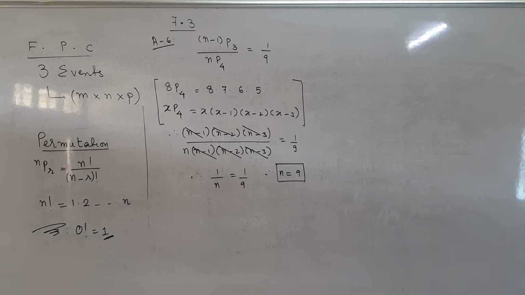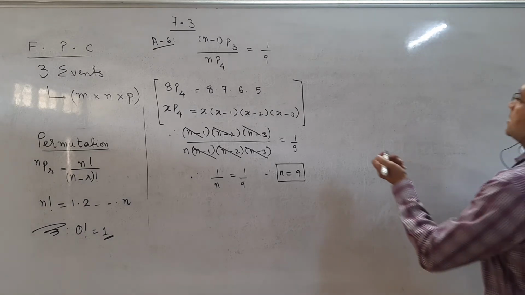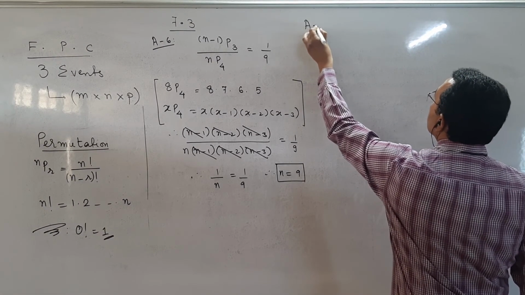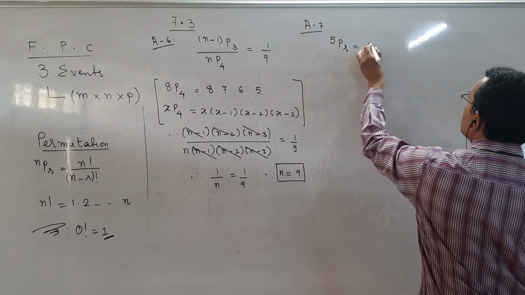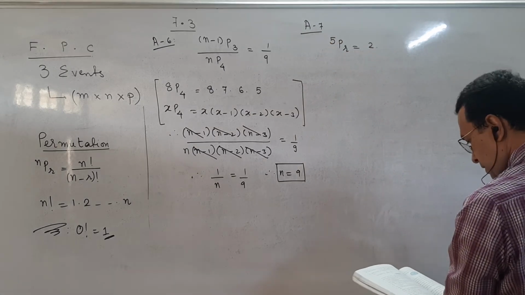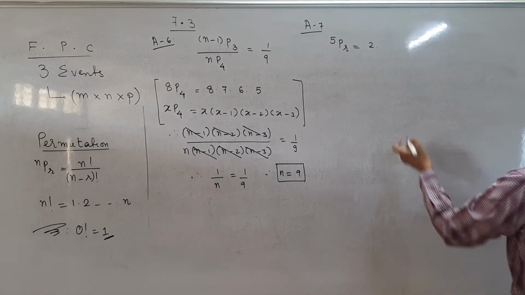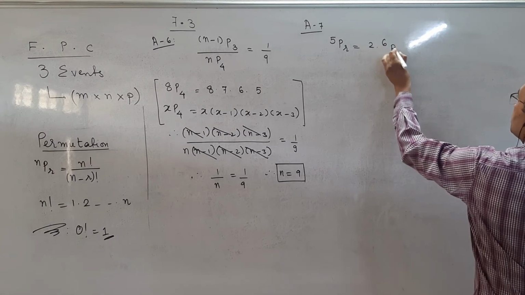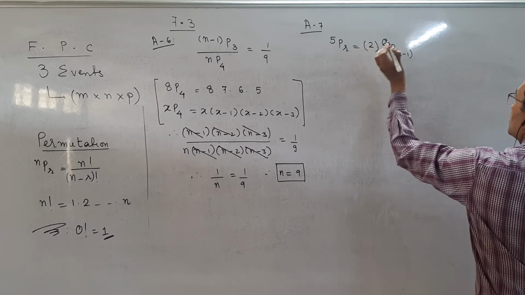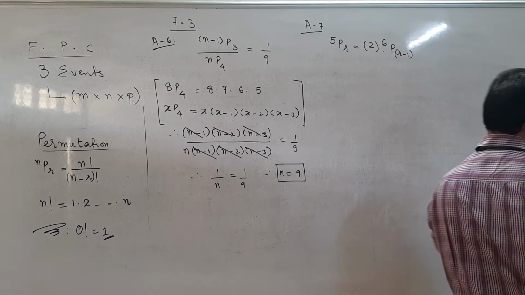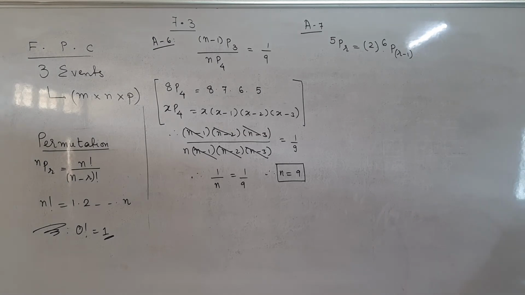Okay, 7, part A. 5PR, answer 7. 5PR is equal to 2 into 6P(R minus 1). Just find the value of R.